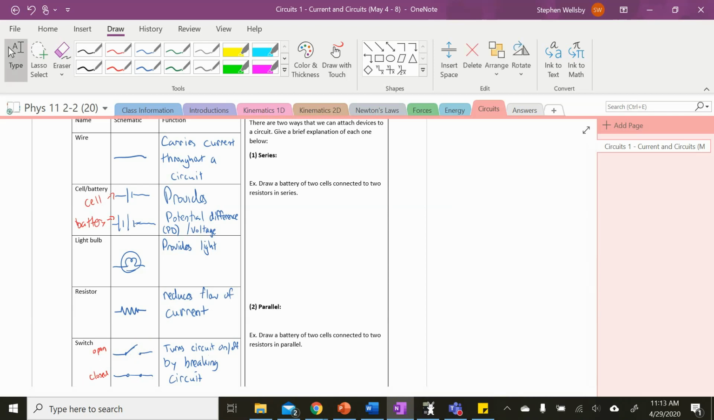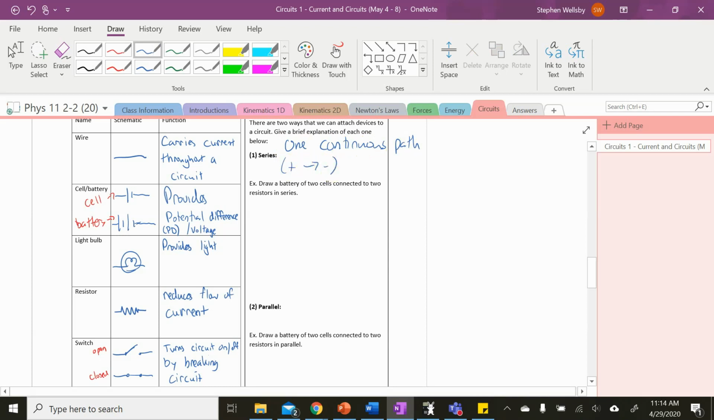Okay, so there's two ways that we can attach a device or devices in a circuit, and they are listed here. So first of all, there's a series circuit, and in a series circuit, essentially, there is one continuous path, I guess you could say, from positive to negative on the battery.